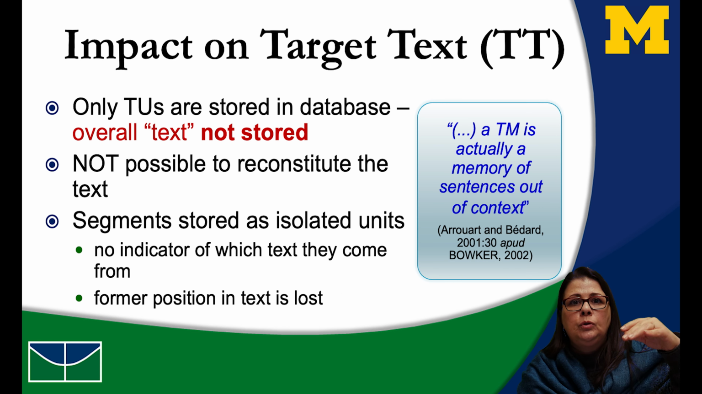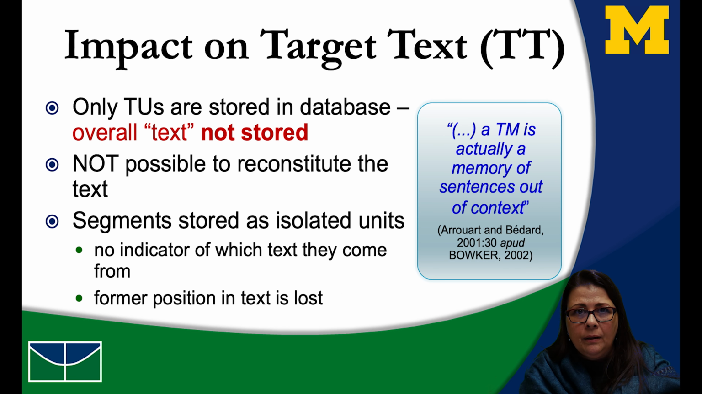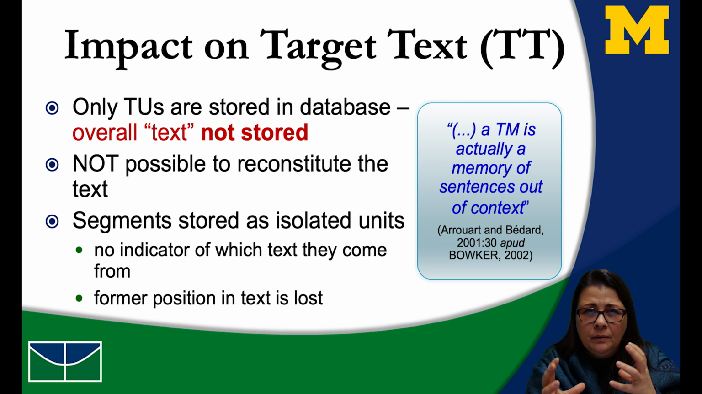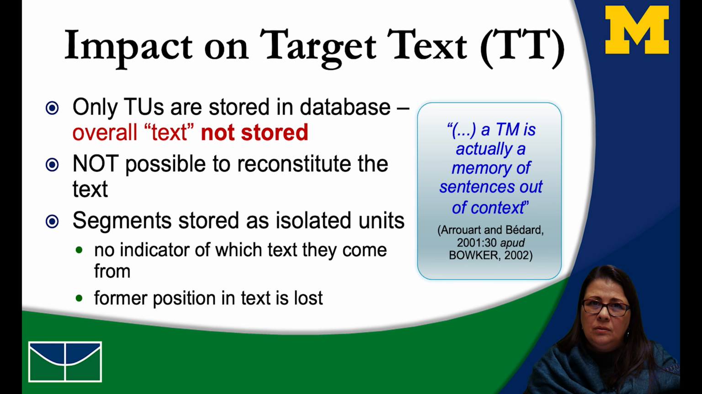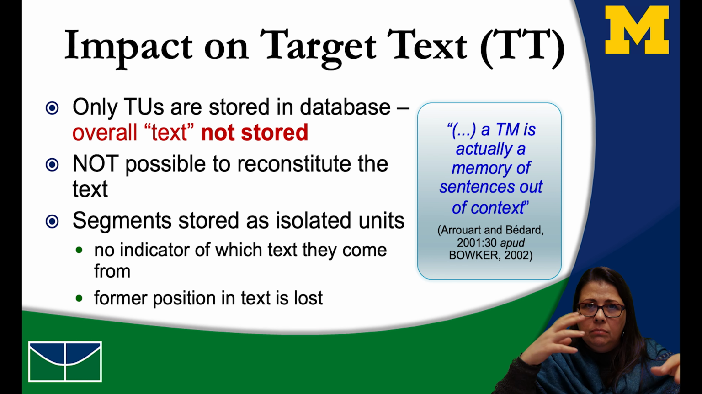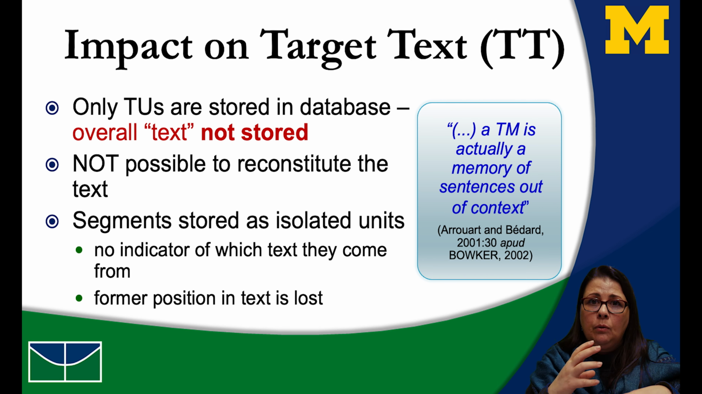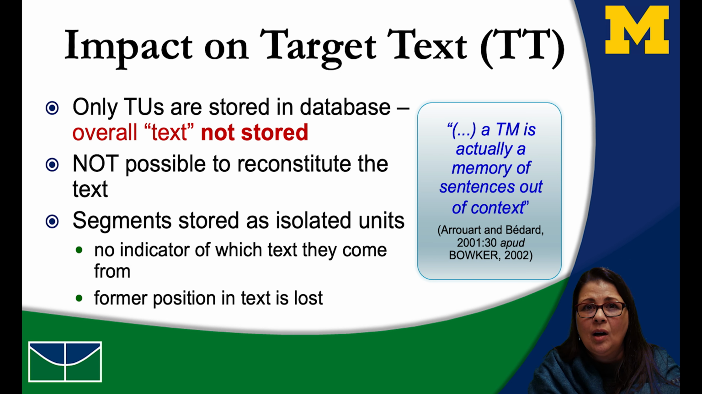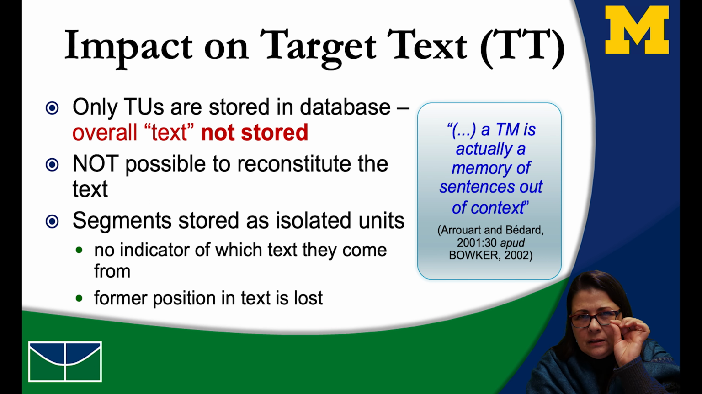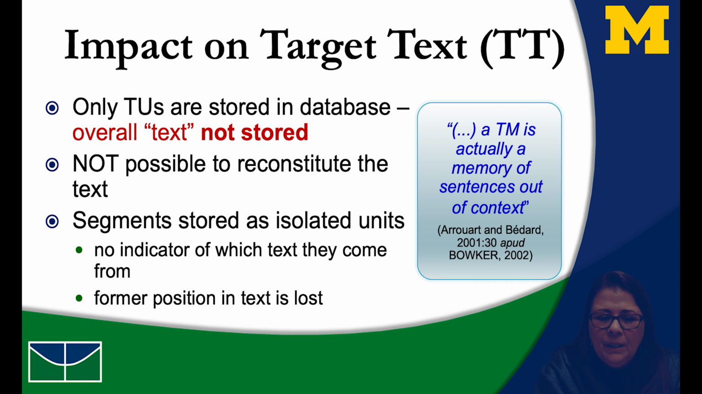So it's not possible to, for instance, click and see the whole paragraph to get a better grasp of the context. We know that language is not made of loose sentences, loosely organized. They have a sequence. They have connections to each other. So that's one bad thing, and some authors even say that a TM is actually a memory of sentences out of context. So we always have to pay attention to that. And there is a way to prevent that from happening.